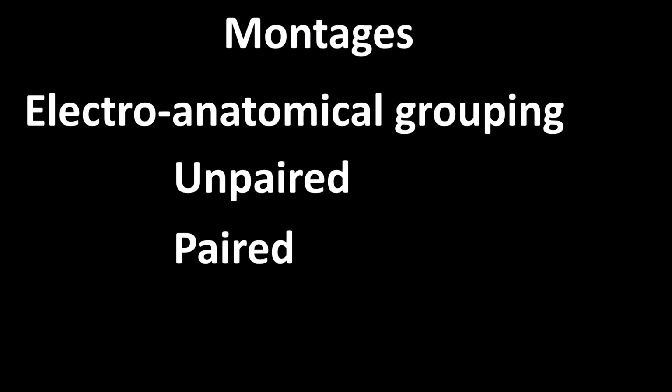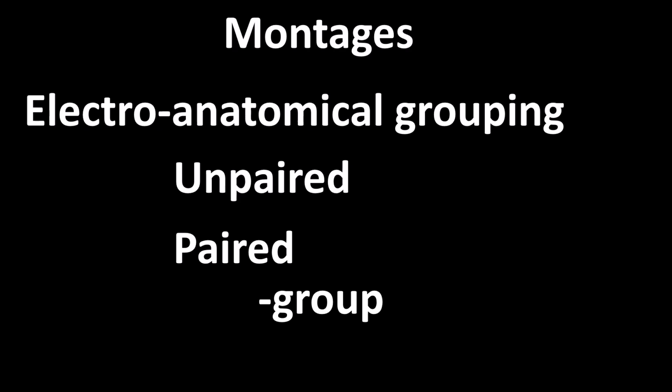Montage classification based on electroanatomical grouping is more complicated. It is divided into unpaired and paired montages. Paired montages only have longitudinal arrangement. This is so because the head does not have a functional or anatomical symmetry in the transverse or coronal plane. Paired montages are good to display asymmetry because amplitude comparison between sides is made easy by this arrangement.